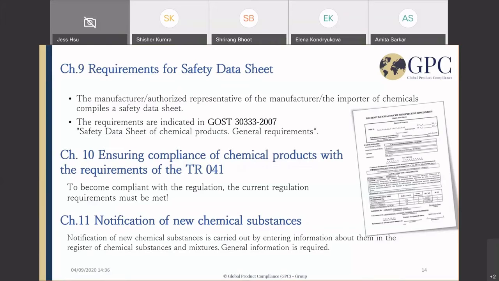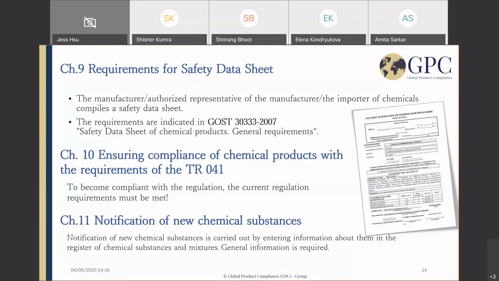So chapter 9, requirements for the safety data sheet. Here the manufacturer, the authorized representative, or the importer is expected to compile that safety data sheet. And there's also a special post that explains how to compile a safety data sheet for chemical products. You can also see an example of the Russian safety data sheet here to the right.